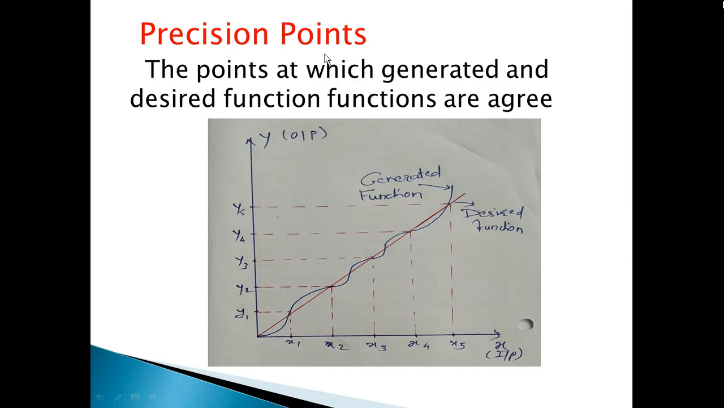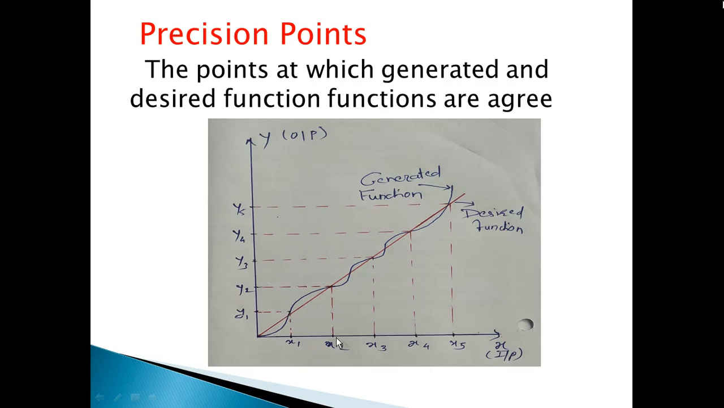Okay, it means for the x1 point, what you want to achieve from the desired function, the x1 value should be equivalent to y1. When the x1 value is the input, then there is supposed to be a y1 value of the function that we want to achieve with the help of the desired function. That can be achieved with the help of the generated function also. So x1 is a precision point.